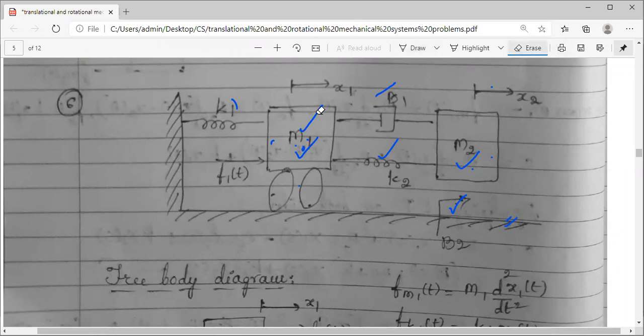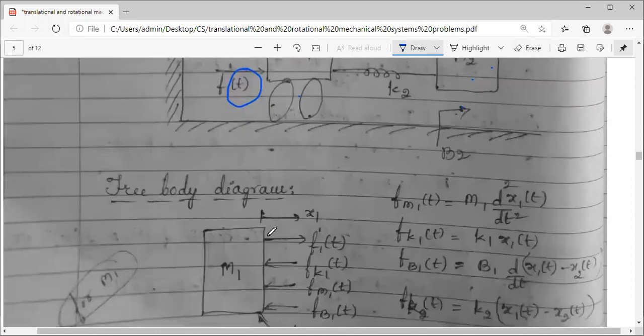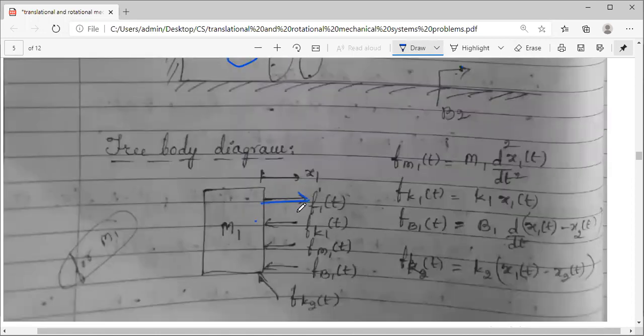Now coming to the M1 free body diagram, we will analyze very quickly. The equations and calculations are left to you; I'll just give you hints on how to solve it. For M1, how many forces are there? This is one force, the applied force, in this direction. So I have taken the applied force in this direction, and the displacement will also be in the same direction.